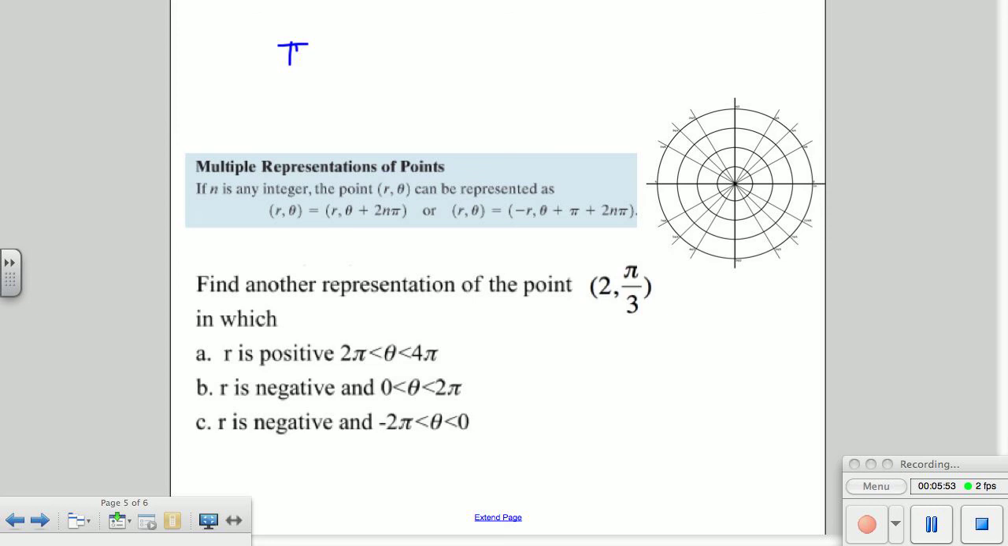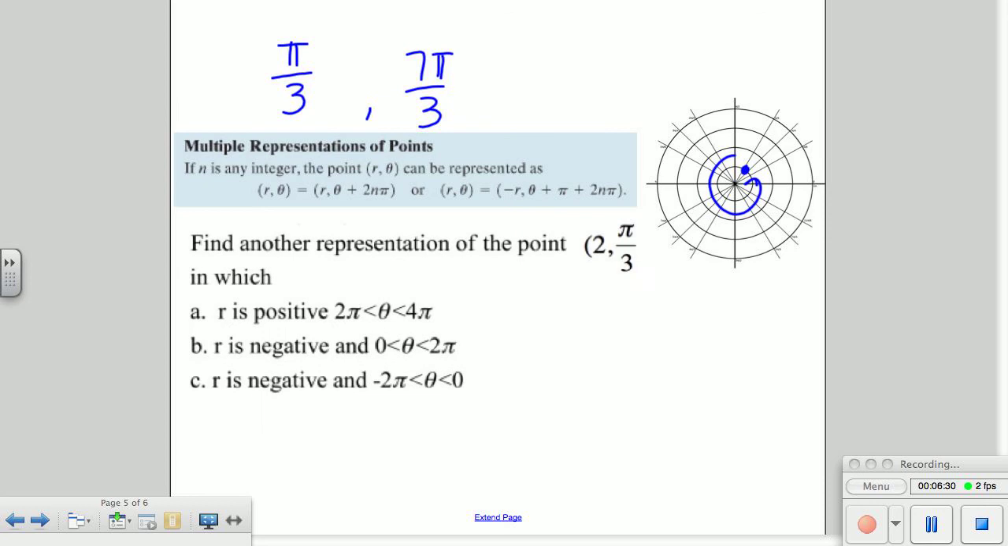If I think of the spot pi over 3, if I add 2 pi to that, I get 7 pi over 3. Now, no matter how many radiuses out I am, if I go pi over 3 or 7 pi over 3, you can see those will both represent the same dot, the same point. So by adding and subtracting 2 pi's, we can change the way the points look, but you'll see they end in the same spot.